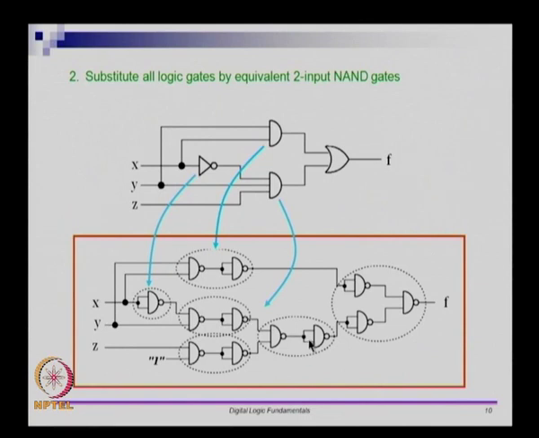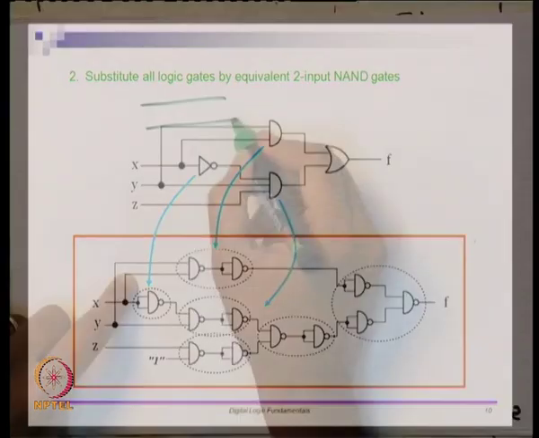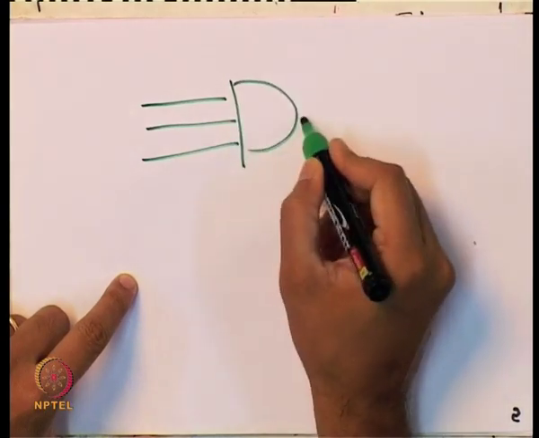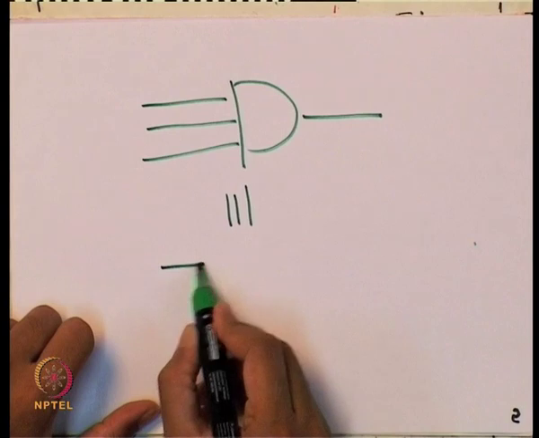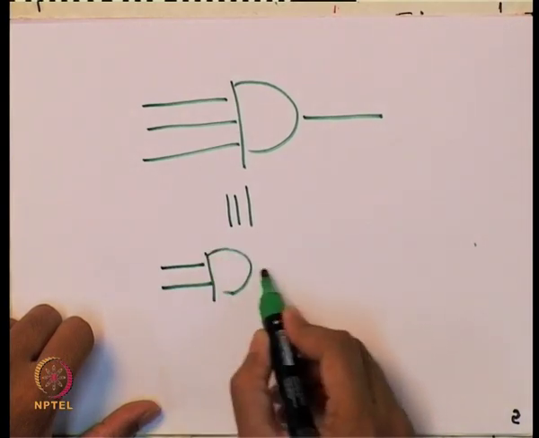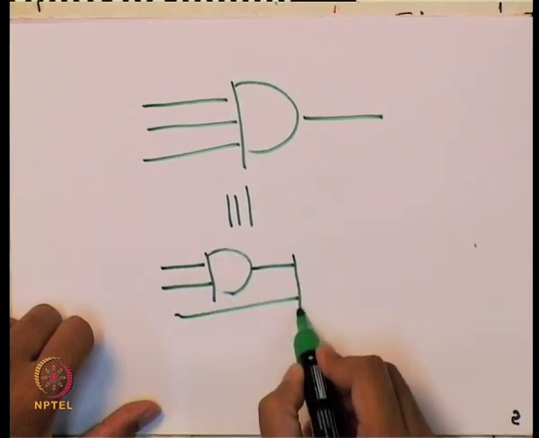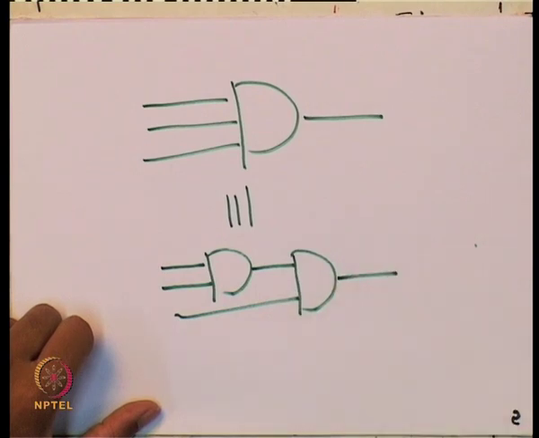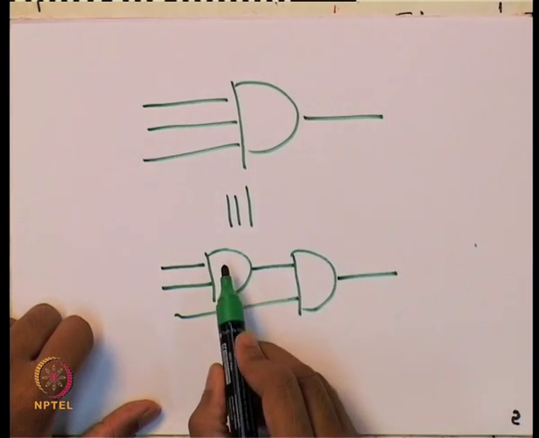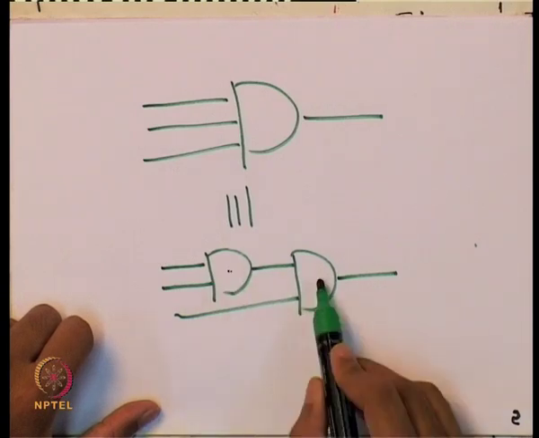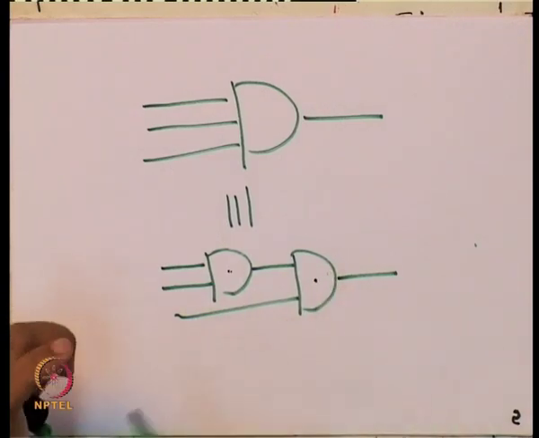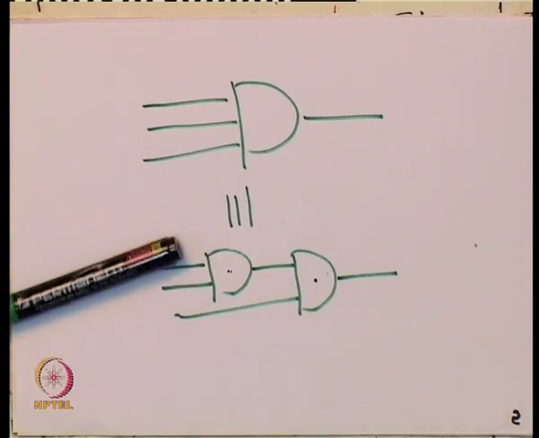So, if I want a 3 input AND gate, you can do something like this. So, let us see how to get a 3 input AND gate. If I want a 3 input AND gate, this is equivalent to writing it as one 2 input AND gate followed by another 2 input AND gate, right. And to get this AND gate, we have a NAND followed by an inverter. To get this AND gate, we have a NAND followed by an inverter. That is what you see in the picture here, right.